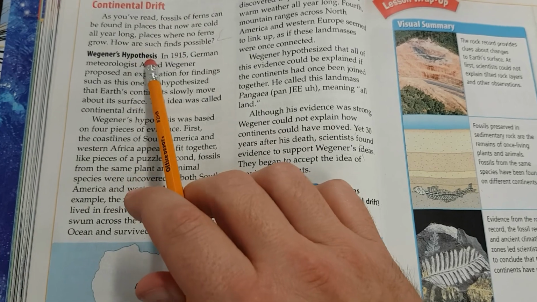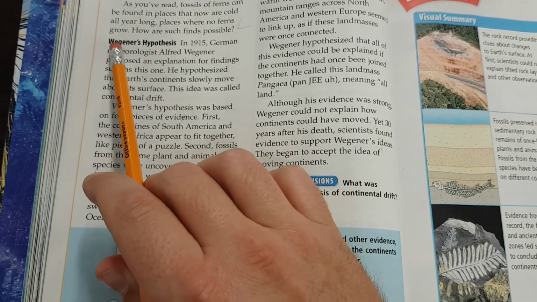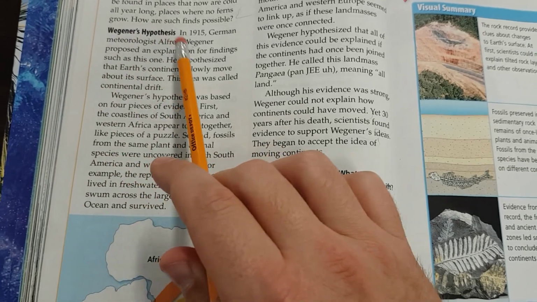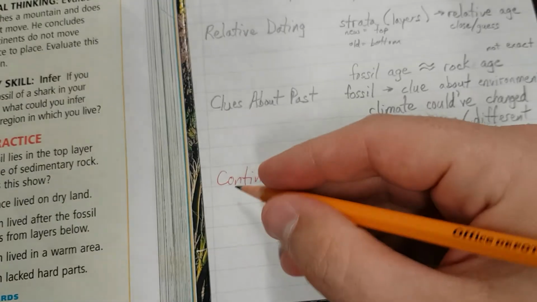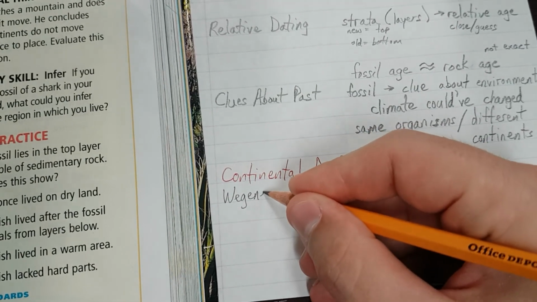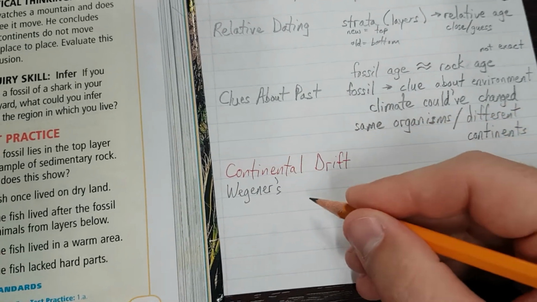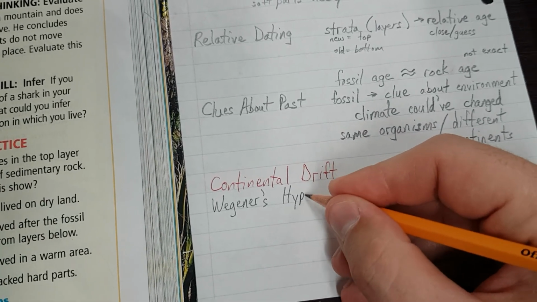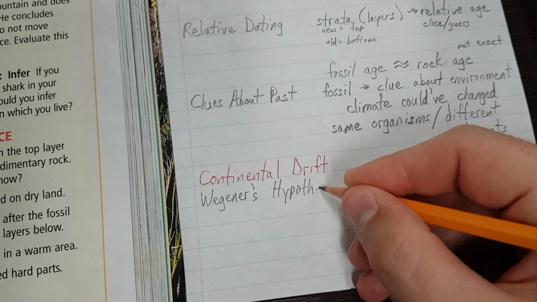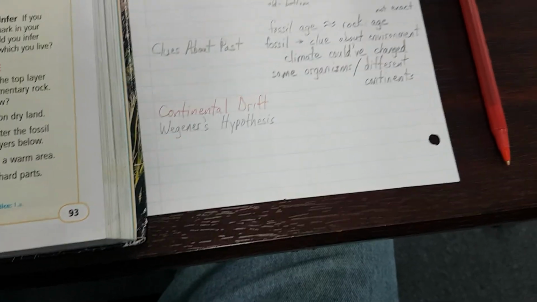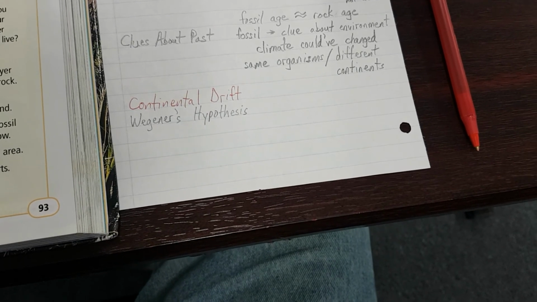Well, here we go. Wegener's Hypothesis. Now I know that's a W, but in German it sounds like a V. So Wegener's Hypothesis. Let's write that underneath here. Capital W-E-G-E-N-E-R apostrophe S. Wegener's Hypothesis. Capital H-Y-P-O-T-H-E-S-I-S. And a hypothesis is just an idea you can test. That's something I learned from Dinosaur Train.